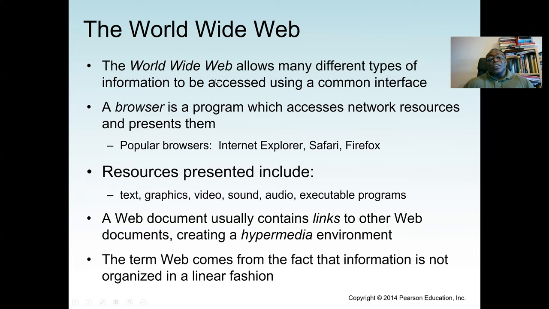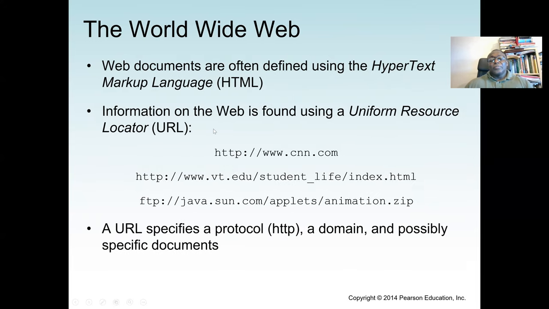The resources that can be presented on the World Wide Web are so many, from text to audio to video. For example, we have YouTube, Google Search, etc. So text, graphics, video, sound, audio, and even executable programs are possible. One thing that makes the World Wide Web more interesting is that most of these electronic documents are linked together. So we have a link in one web page that will take me to another web page or another website. Examples of World Wide Web addresses can be www.cnn.com or www.vt.edu/student, etc.